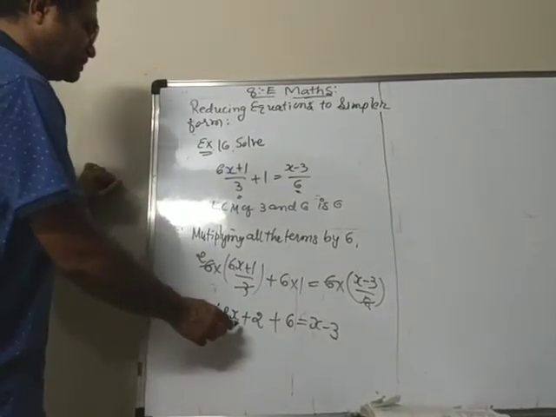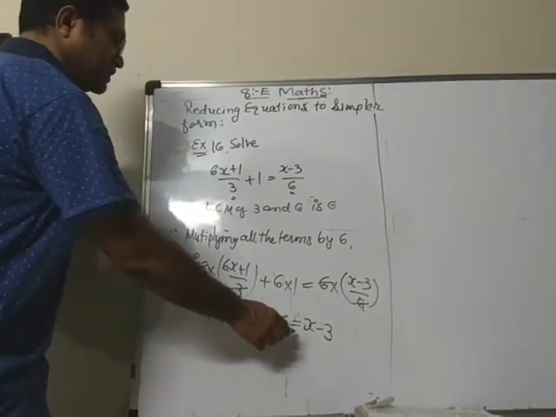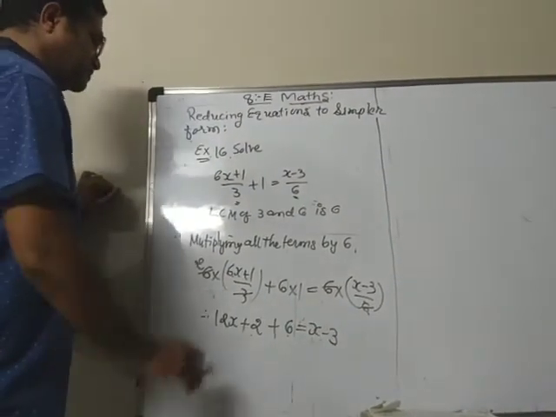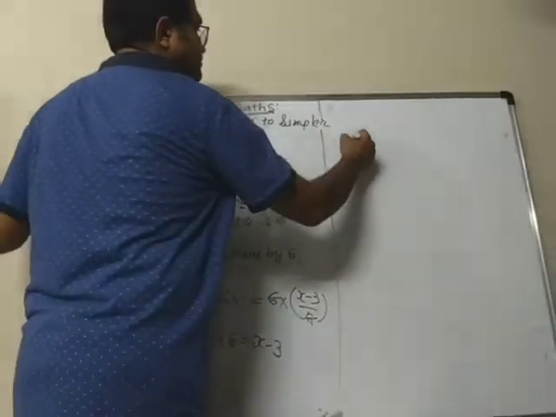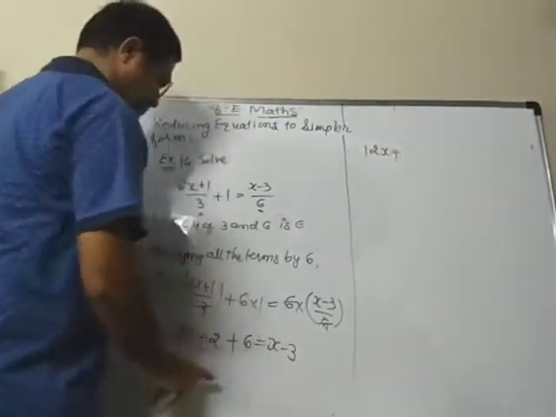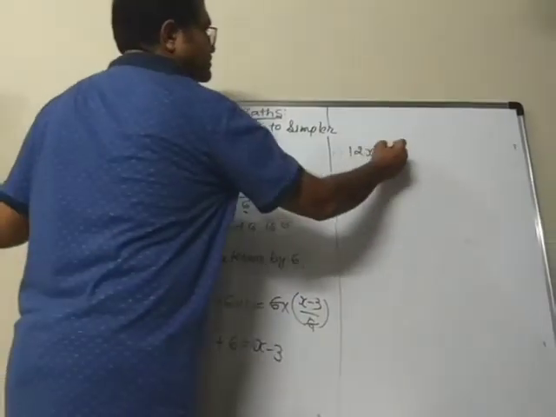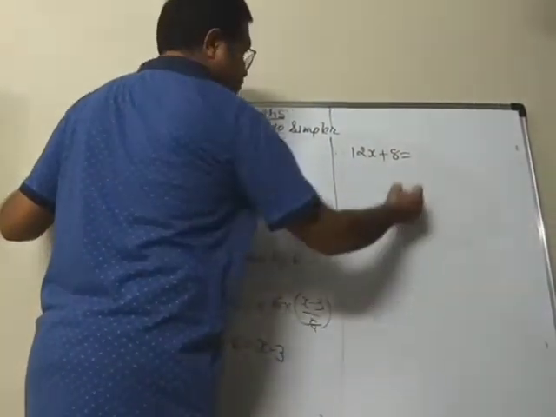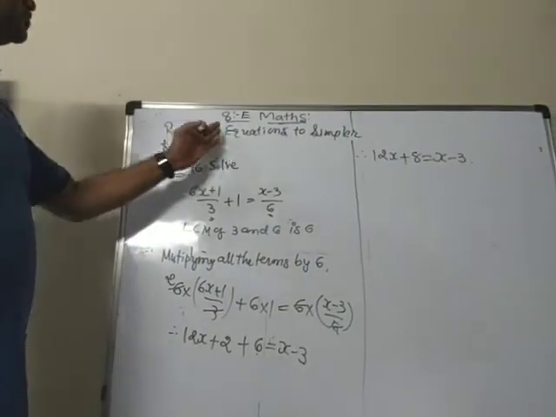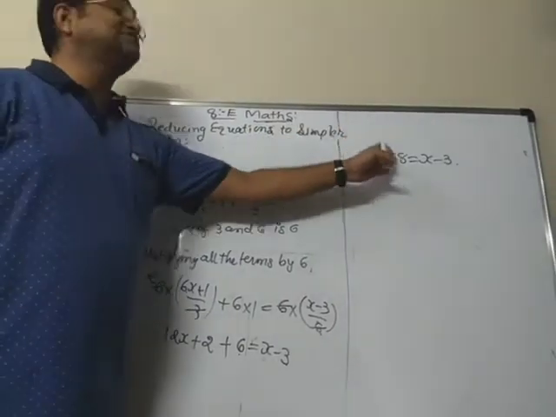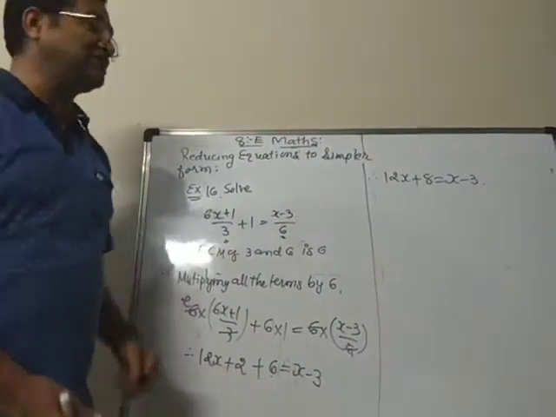So you get 12x plus 2 plus 6 is equal to x minus 3. We will do the same now. So now 12x plus 2 plus 6 is 8 is equal to x minus 3. So now we reduced it into the simpler form. So now it is very simple.